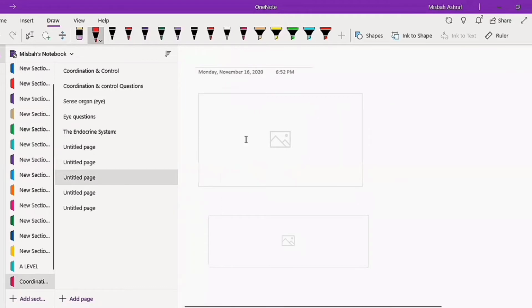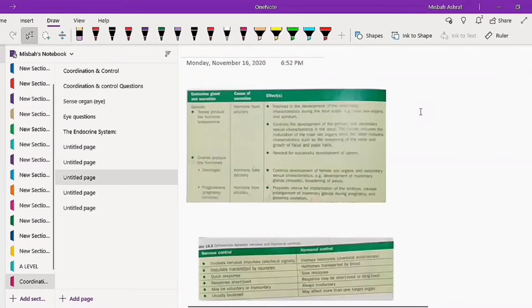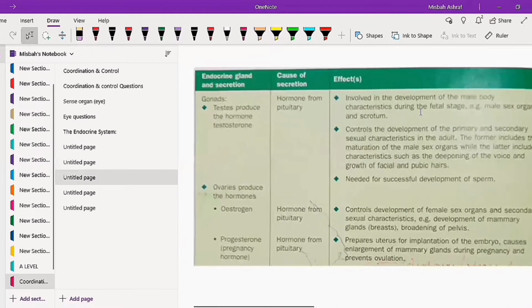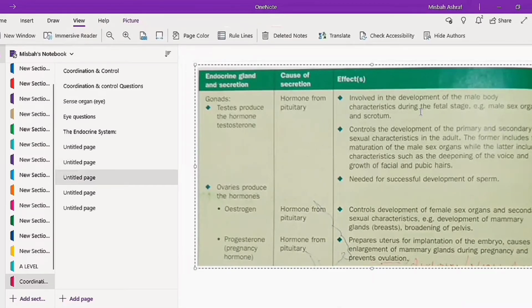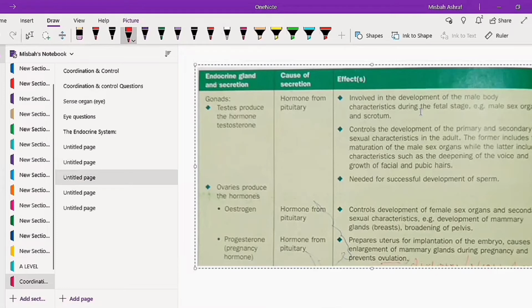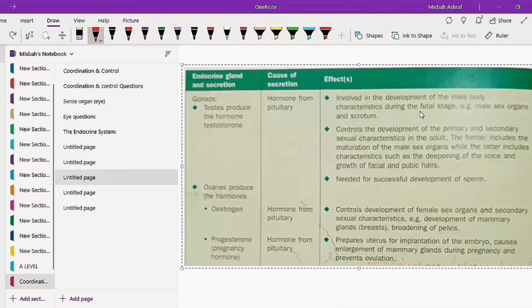So let's wind up for today. The last one is the hormones of the reproductive systems, or hormones of the glands, right? In male, the testes are the gonads, and gonads are the reproductive organs. The other name for the gonads is the reproductive organs. In male, these are the testes, and in female, these are the ovaries, right? Testes are the reproductive organs.